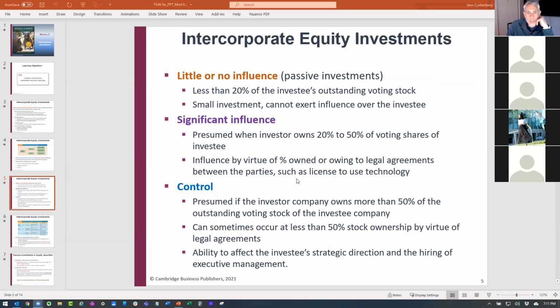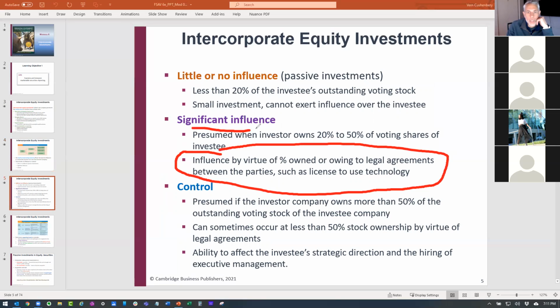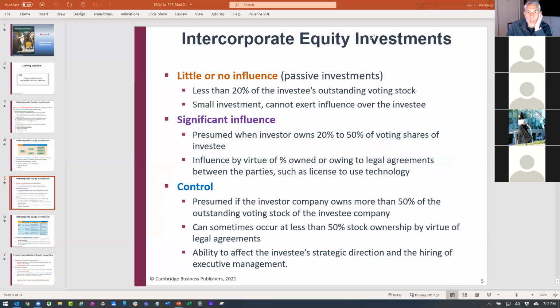So, okay, let me hit the main points here. Here's one. The thresholds are something that you need to know. Be aware of the thresholds. The thresholds for significant influence are 20 to 50%, but it's not that hard and fast. Sometimes you can have a smaller ownership, but significant influence if you have legal agreements or licenses or other rights to use technology. This will all be disclosed in the 10K filing. So just be aware of something like that.